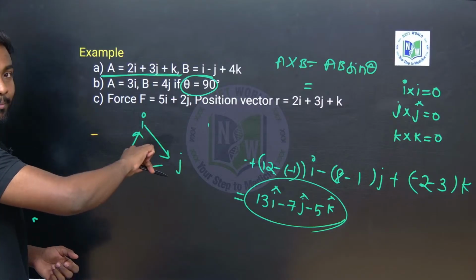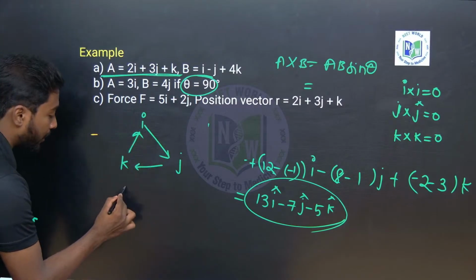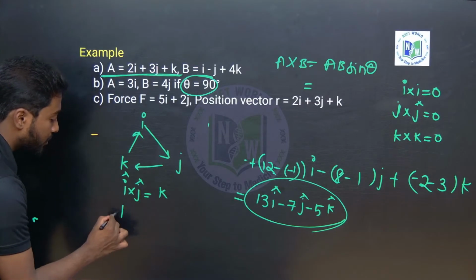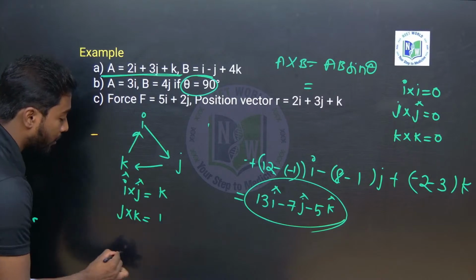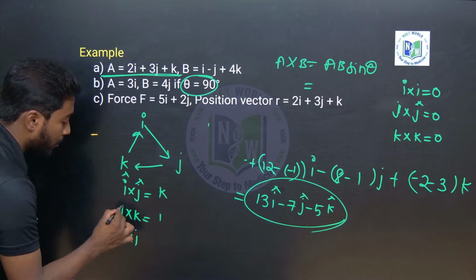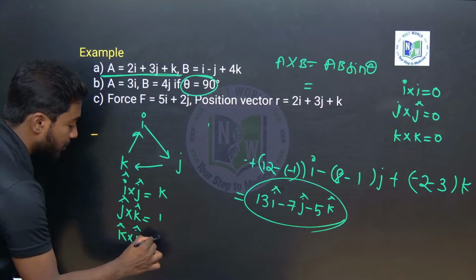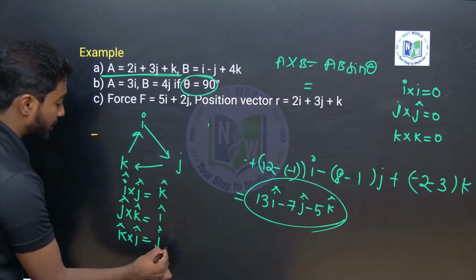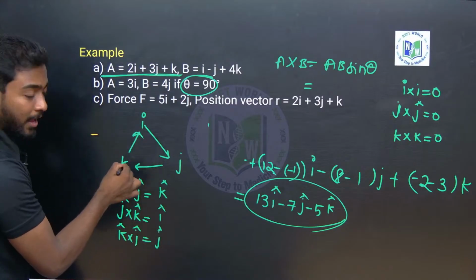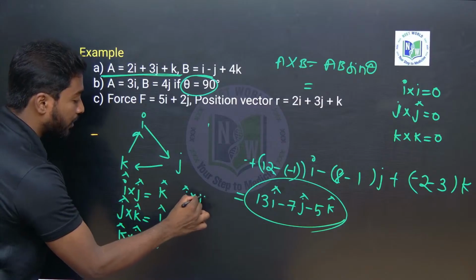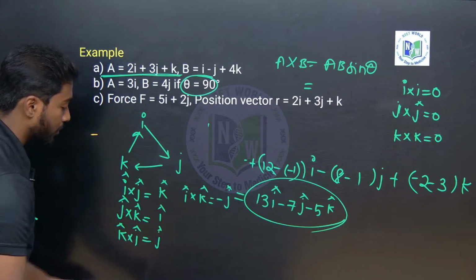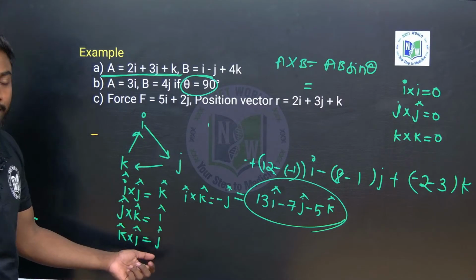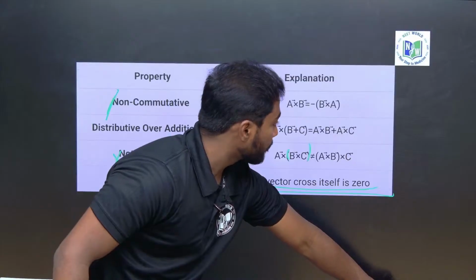If I go in the reverse manner, I should have the negative symbol. Like I will write here, i cross j will be k, j cross k will be i, k cross i will be j. Understood? So if I go in the reverse manner, that is, i to k, i cross k, it is minus j. So if I keep it in the reverse manner, it will be minus. That's what the property says.